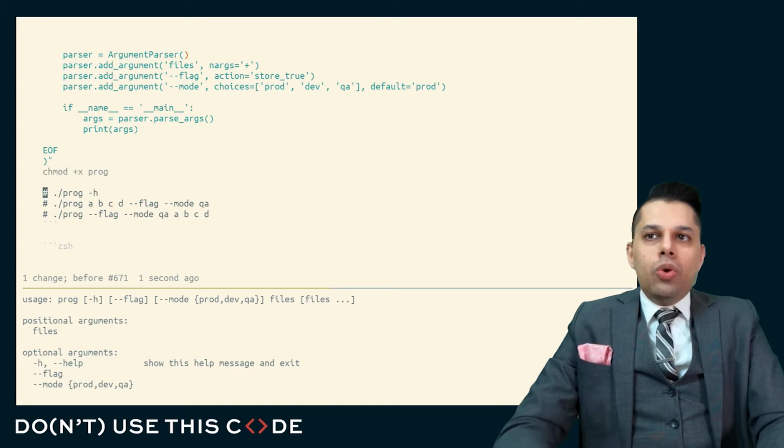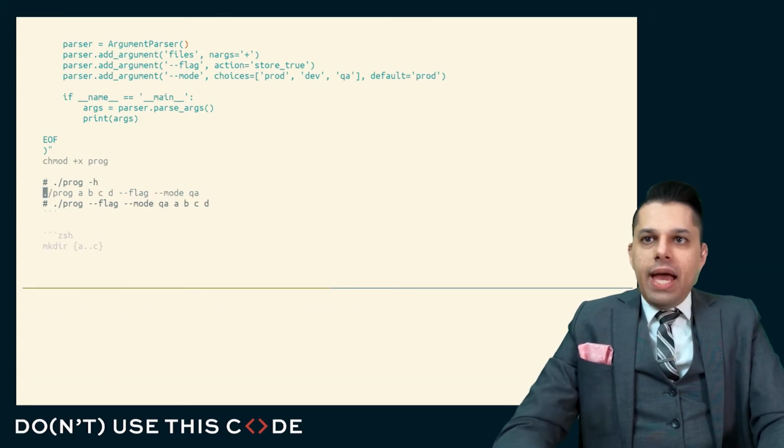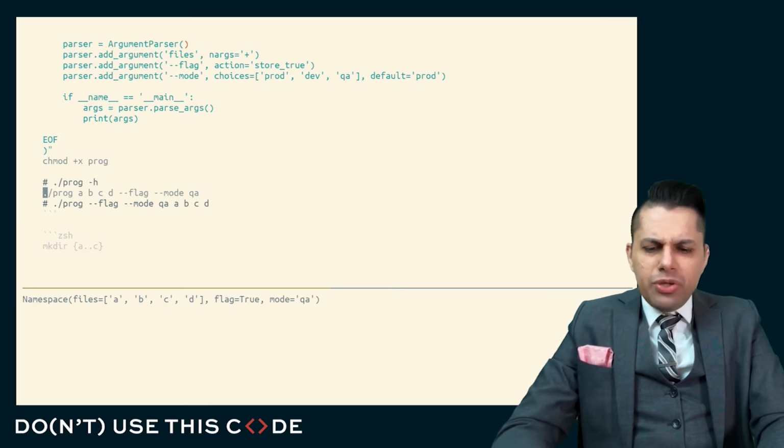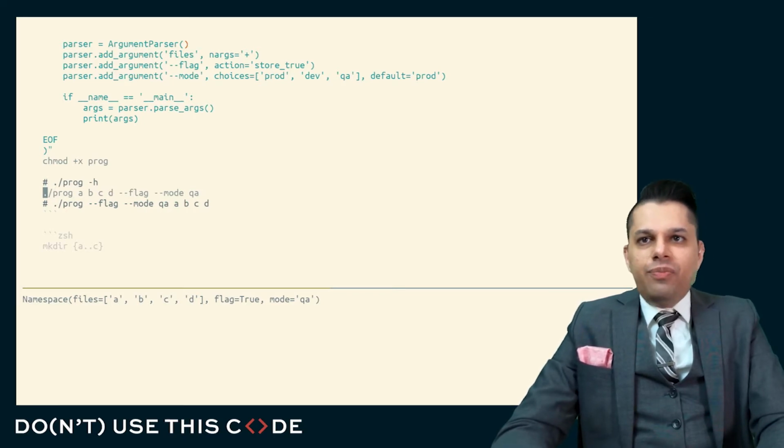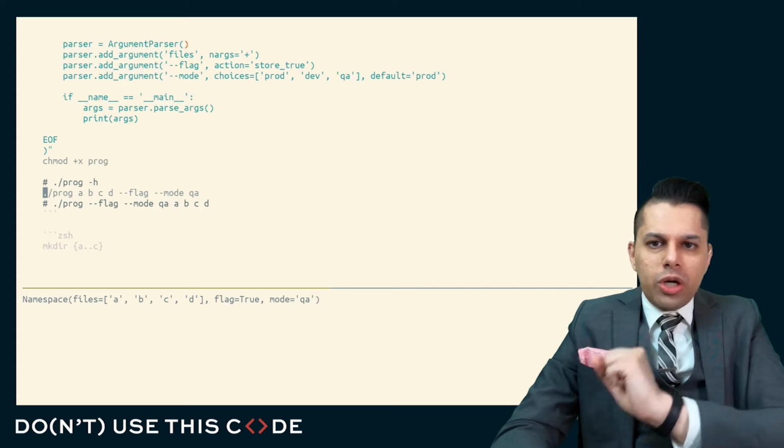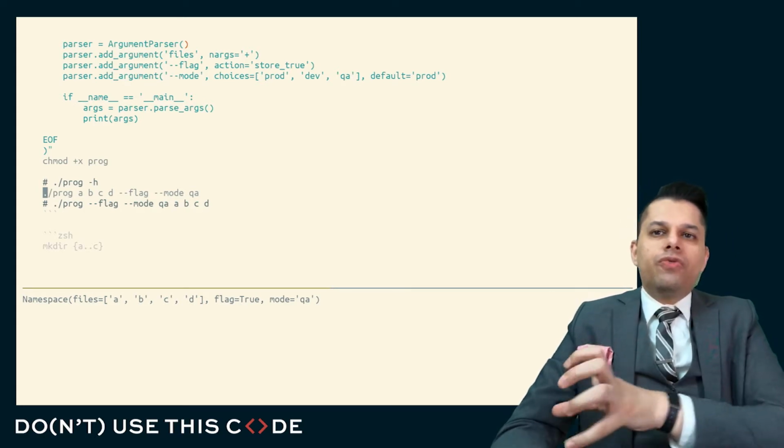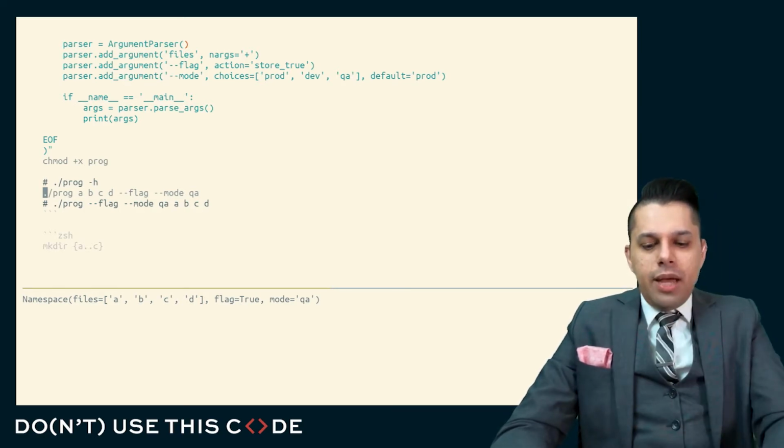You use this tool all the time. And you pass in these arguments every time you're using it. You're probably using it interactively: A, B, C, D, flag, mode, QA. And you say to your coworker who wrote it, thank you for writing this tool for me. I use this all the time.